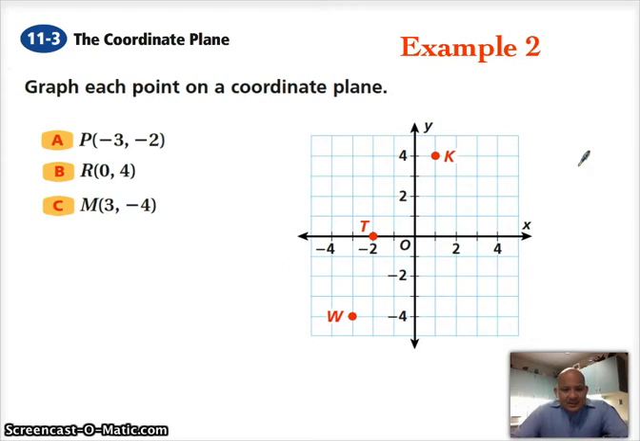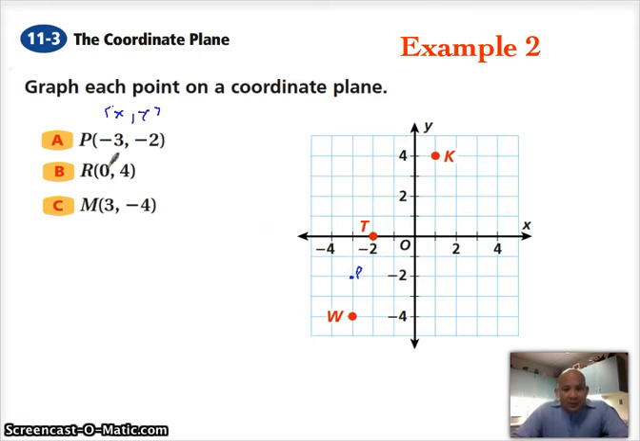All right. Our next example is now we're going to locate the points. The point is given P, -3, -2. Where is -3, -2? Once again, the first coordinate tells us where it is on the x, and the second tells us where it is according to the y-axis. So -3, -2 means we go on the x-axis, 1, 2, 3 in the negative direction, that's -3, and we go down to -2. 1, 2. There's point P.